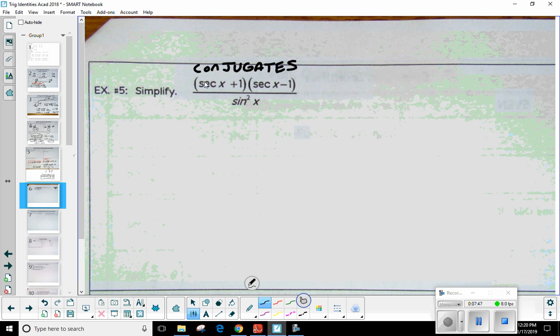Conjugates. Okay. You remember conjugates? Those groups, the A plus B, A minus B form, where the first terms are the same and the second terms are opposite. So if I multiply those, I am going to get a difference of squares. So why don't we go ahead and do that?